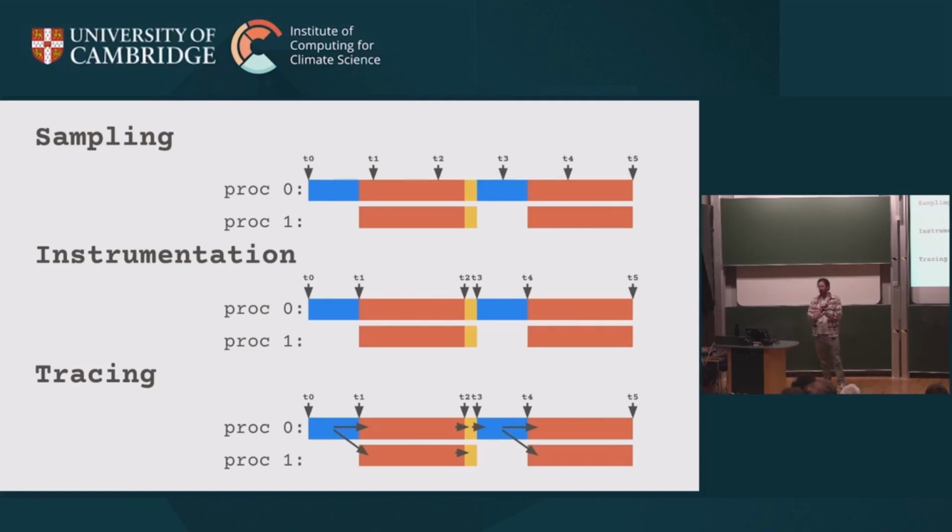So the code's running, and then it's going to stop, and it's going to say, please give me a stack trace, a back trace. What function are you currently in? What line number is it on? And it will send that information to the profiler and collect it, like aggregate statistics. What can happen is we can see that we stop at regular time intervals, and we can see that we've accidentally missed this yellow function.